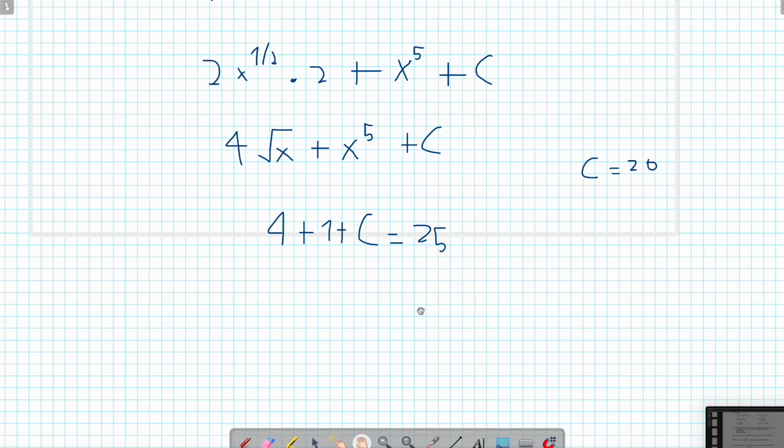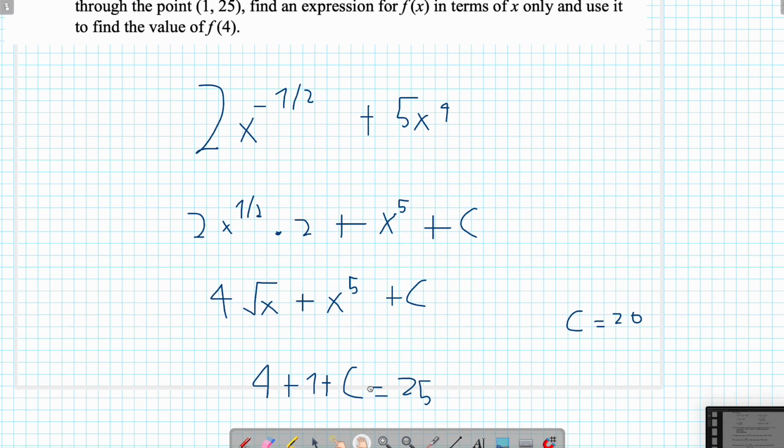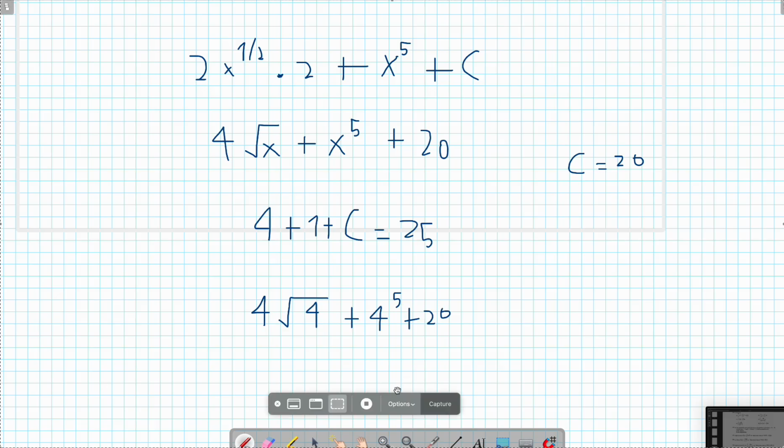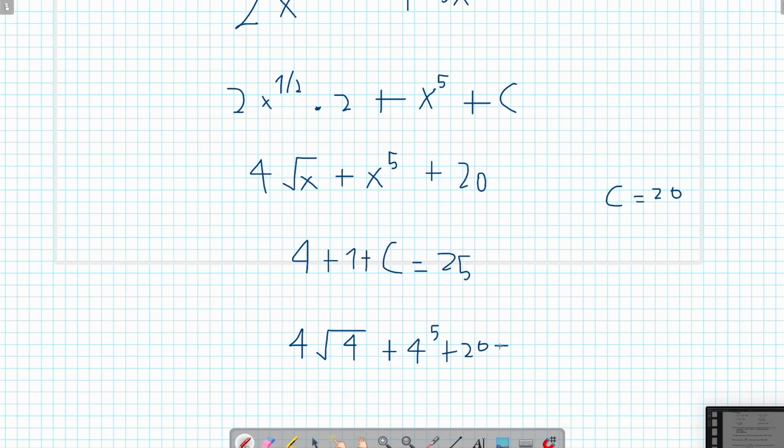And then we're gonna do the calculations. So since here they want f of 4, we're just gonna substitute x by 4. 4 times radical 4 plus 4 to the 5 plus 20 should be equal to 1052.